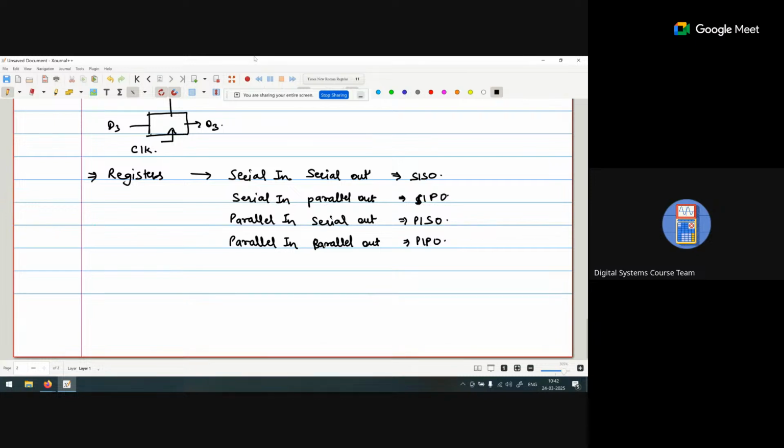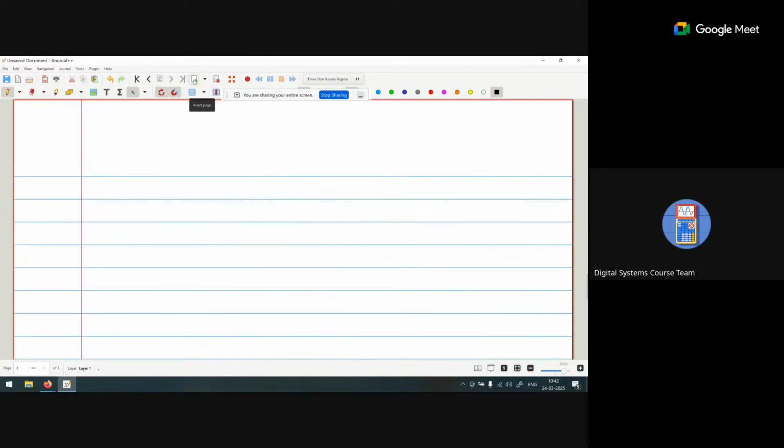Now with respect to this particular flip-flop, we are taking that if any data is going in, it will take one clock cycle. And if any data is coming out, it will take zero clock cycles. If data goes in, it is one clock cycle; if data comes out, it is zero clock cycles.